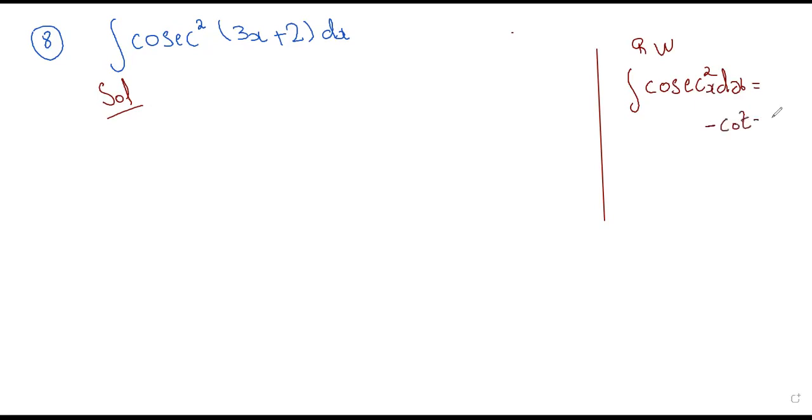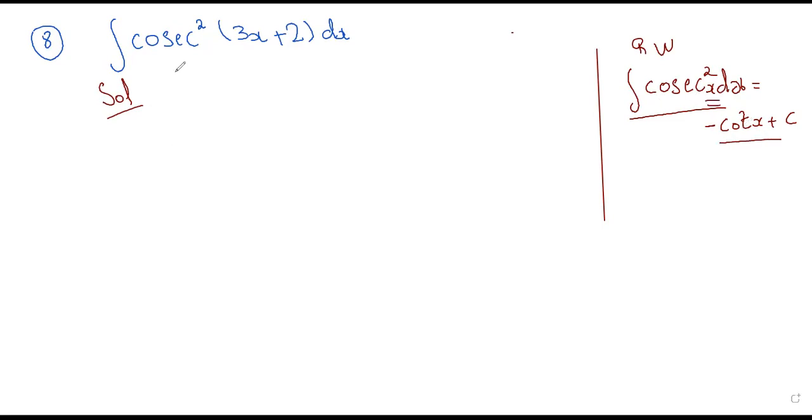We have discussed this in our last class, in Sunday's class. Okay, it is a complicated function, you just need to memorize it, nothing else. So this is what we know when we have cosec square x, this is the integral in case of cosec square x.